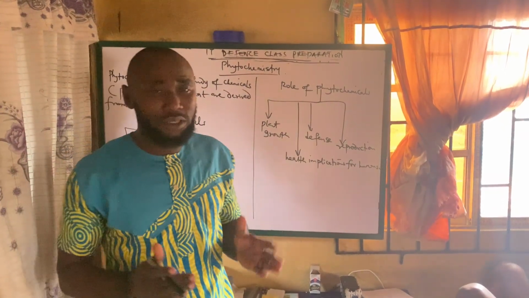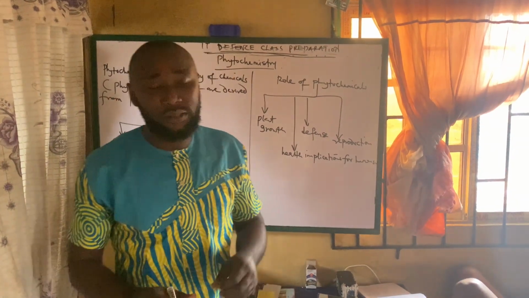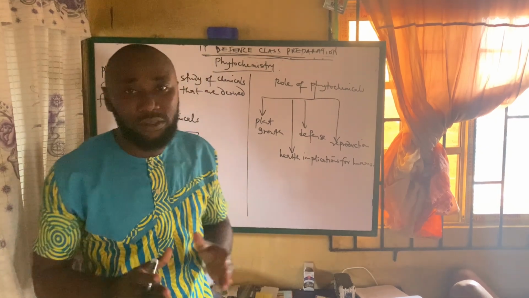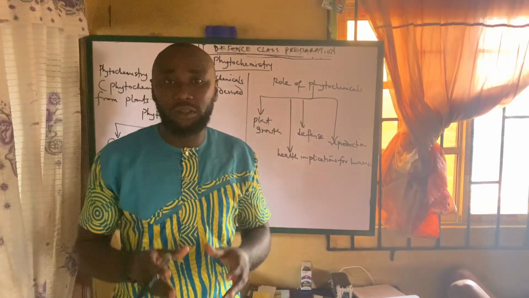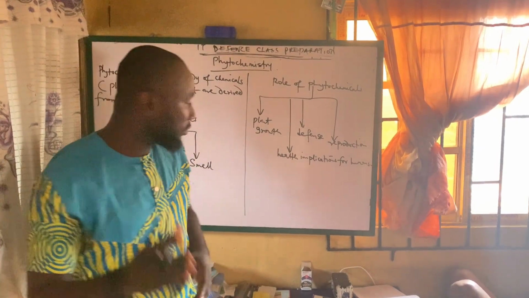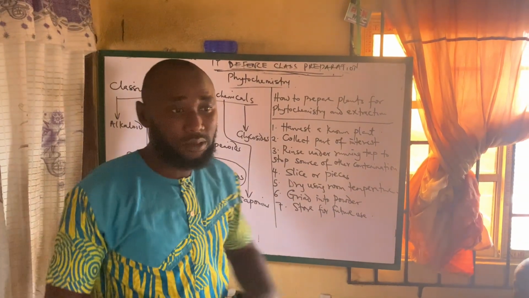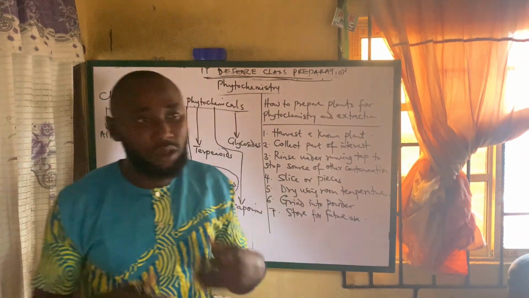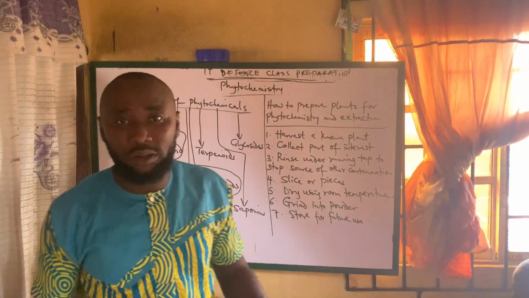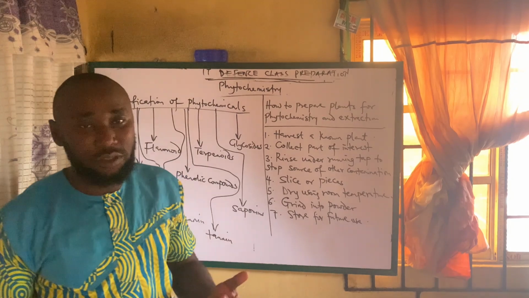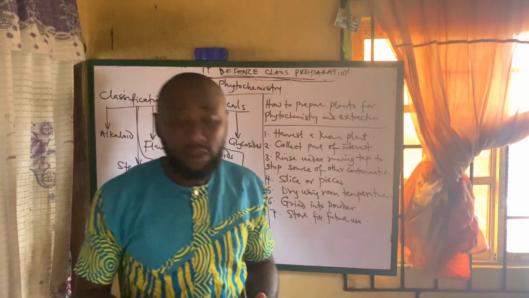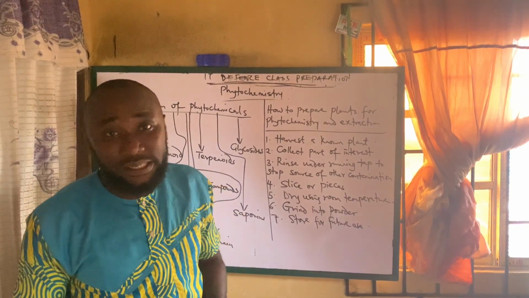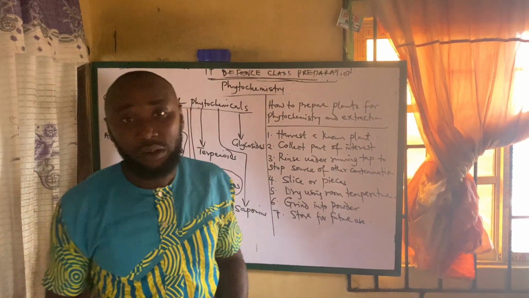Now, talking about the classification of phytochemicals, we have different categories. These phytochemicals are classified based on their chemical structure and biological activities. Classification of phytochemicals: like I said earlier, phytochemicals can be classified based on their chemical structure as well as their biological activities. We have the likes of flavonoids, alkaloids, terpenoids, saponins, tannins, phlobatannins, anthraquinones, and the likes.